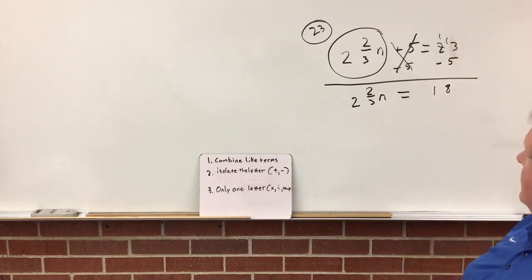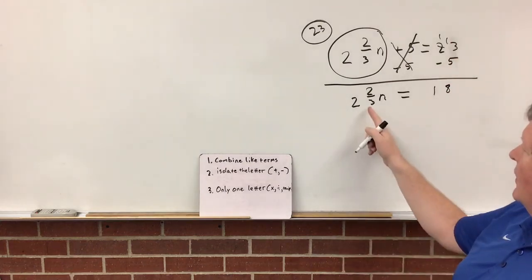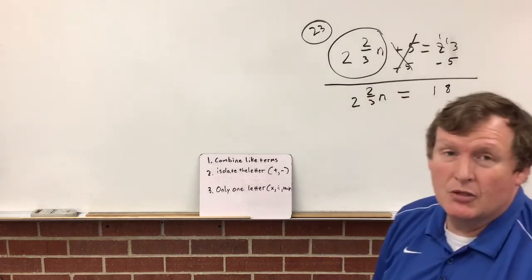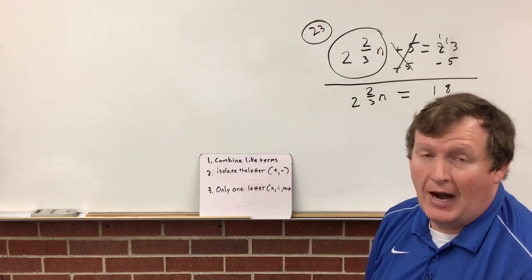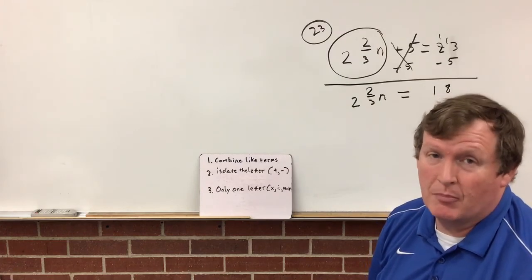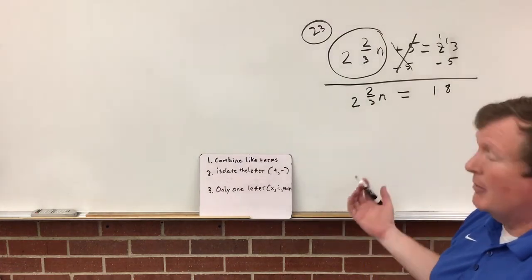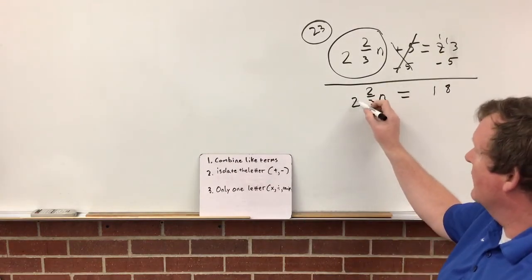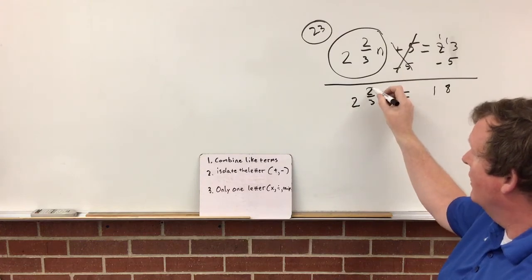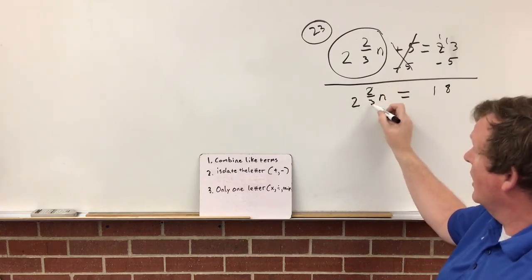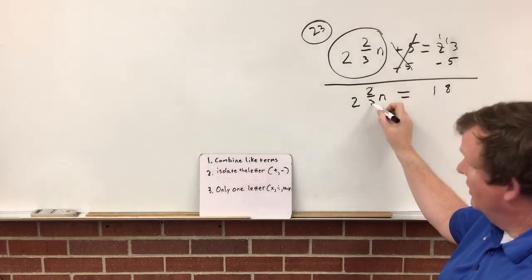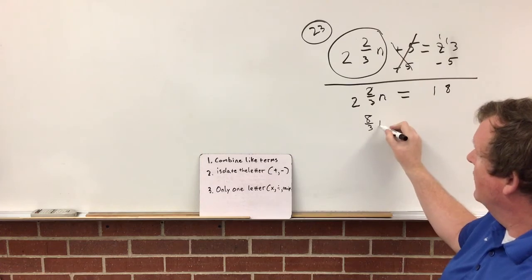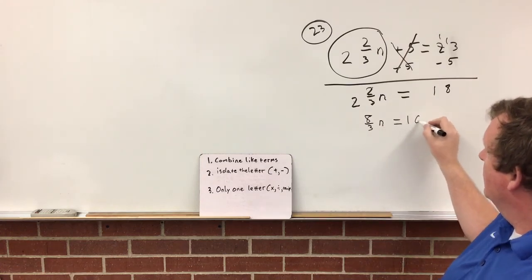And I have one more. Now, before I go and try to do something, I need to change my mixed number to an improper fraction. Then we can do the reciprocal, okay? So, remember how we change a mixed number to an improper fraction? We take the whole number times the bottom plus the top over the bottom. So 2 times 3, 6, plus 2, 8 over 3n equals 18.